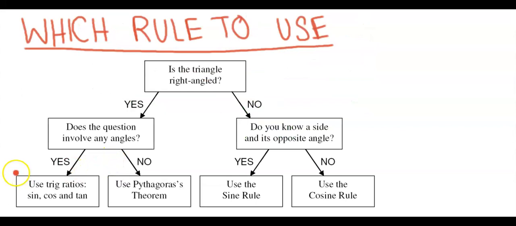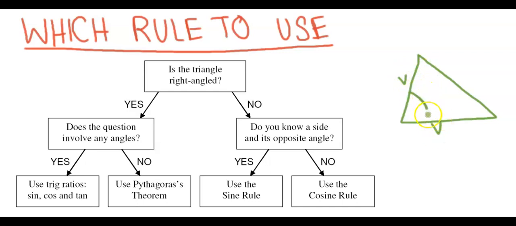Okay, now which rule to use and when? First thing is, if the triangle is a right angle triangle and they're asking you to find the angles, we use the trig ratios. If they ask you to find the sides, we use the Pythagoras theorem. Now, is the triangle right angled? If it's not a right angle triangle, you use either sine rule or cosine rule. It's better to remember the cosine rule. If in a triangle you are given two sides and the included angle, we use cosine rule.